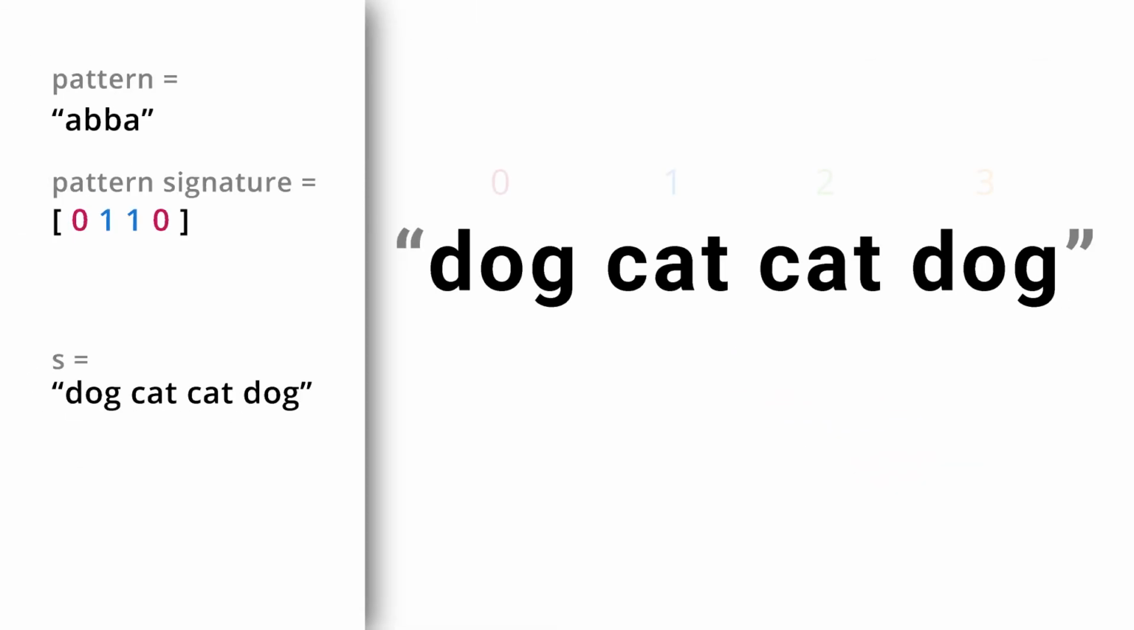Now for the string s, for each word in the space separated string, we will assign the index at which the word first occurred. Dog occurred first at index 0, so we will assign 0 here. Cat occurred first at index 1, so we will assign 1 here. Again, since cat occurred first at index 1, we will assign 1 here. Since dog occurred first at index 0, we will assign 0 here. Therefore, this is the signature we have generated for the string s.